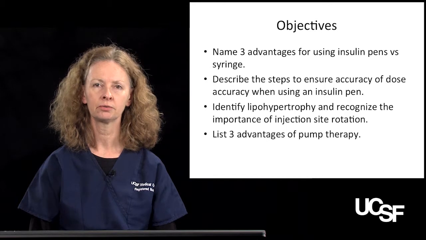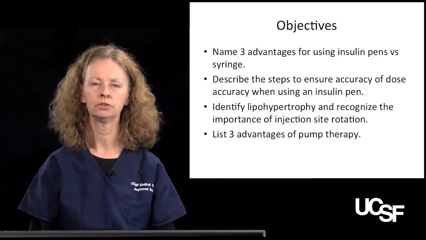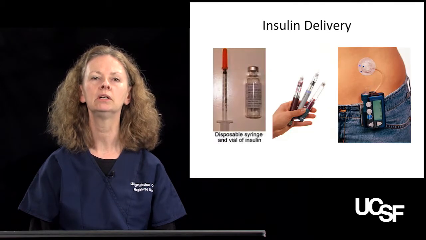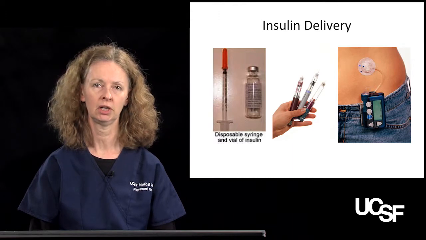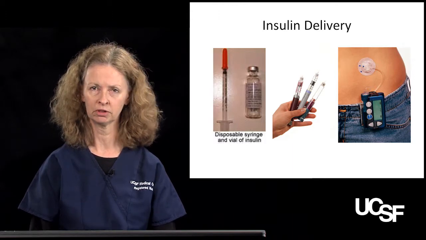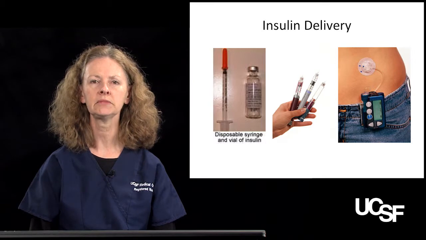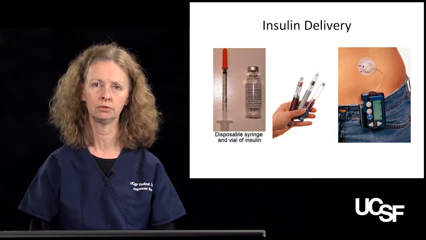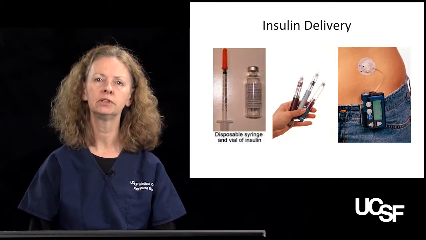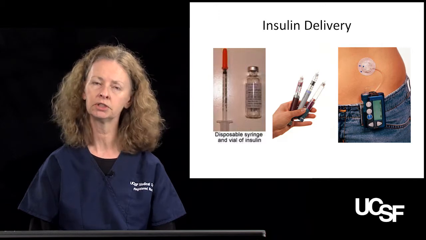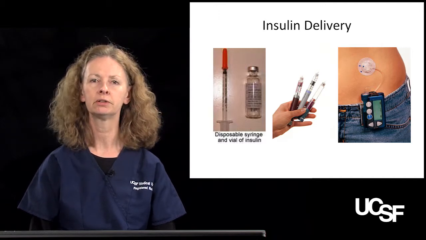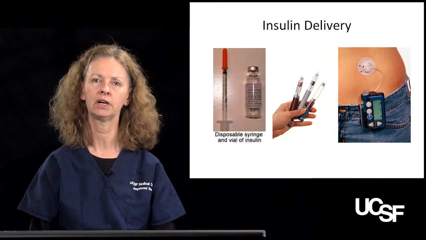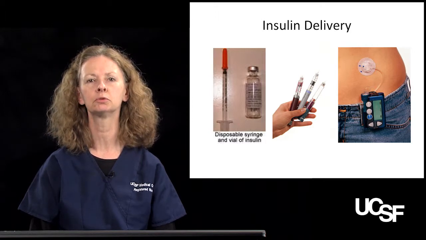So there really are 3 ways for people at home to deliver insulin. One is through a vial and syringe. I suspect you are all pretty familiar with that approach. And some people do still use vial and syringe. Much of it depends on medical insurance coverage. There are a few people who feel better using a syringe and vial. It's what they learned and it's what they feel comfortable with.